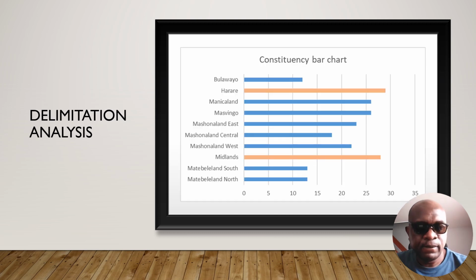Okay. All right. Now the delimitation analysis in general, the province that has the largest population is these two here. You can see Harare and Midlands are leading in terms of population. As I have mentioned before, if you look at the population of Midlands, it's actually one of the largest populations.